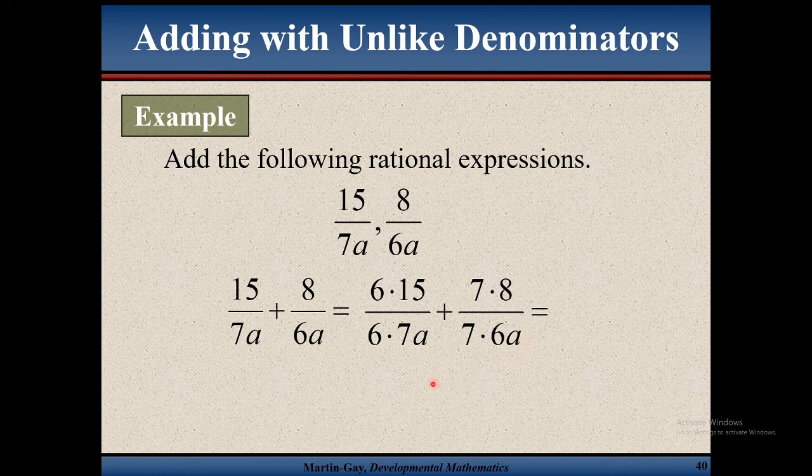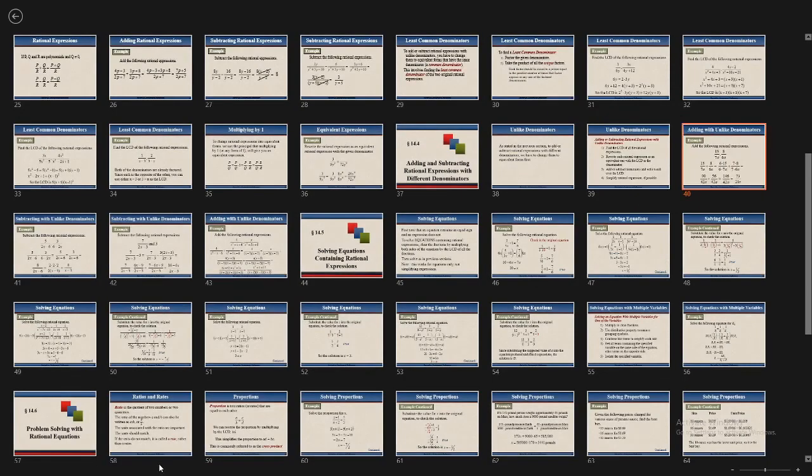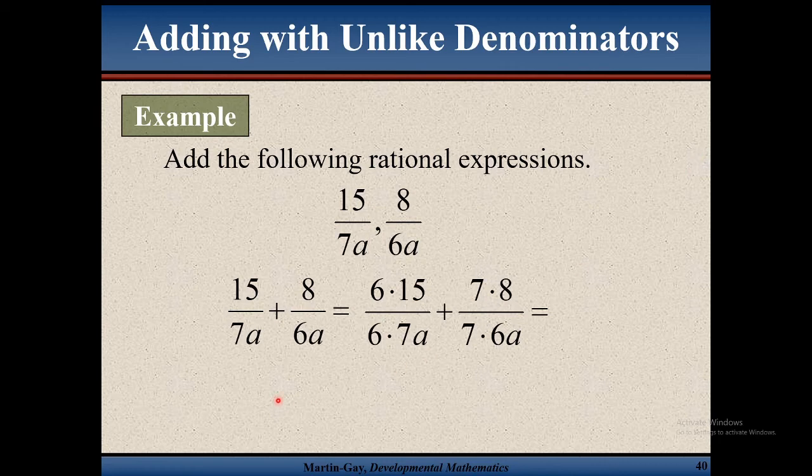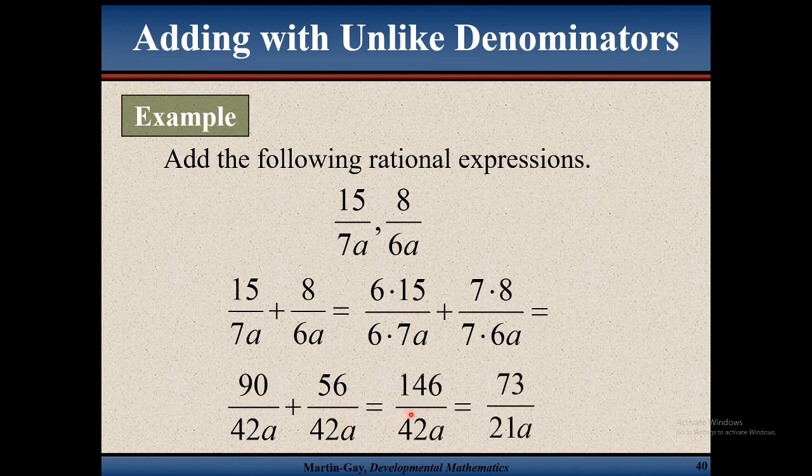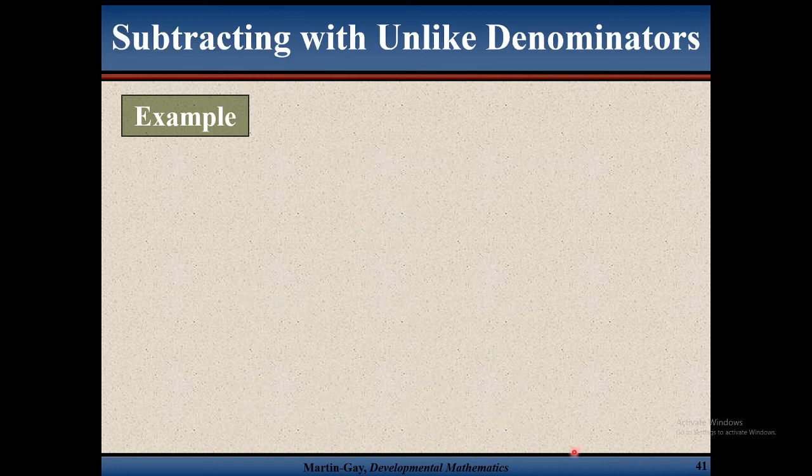If I were to solve this once again, 42a divided by 7a is 6, or 42a divided by 7a gives 6 times 15, so the same. 42a divided by 6a is 7 times 8, the same, making our answer 90 over 42a plus 56 over 42a. So that would be 146 over 42a, and then we are going to simplify. That's 73 over 21a.